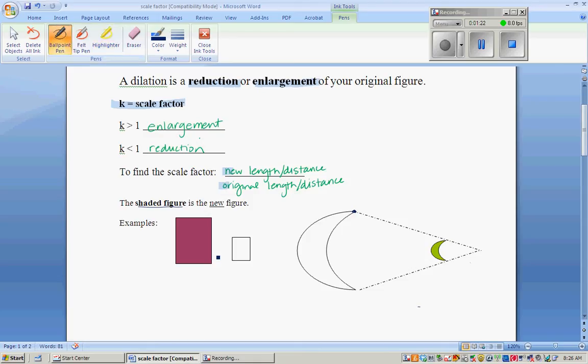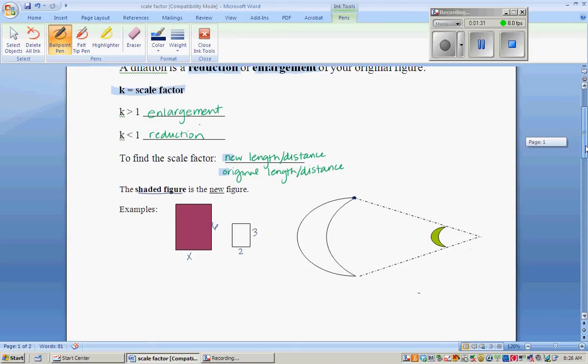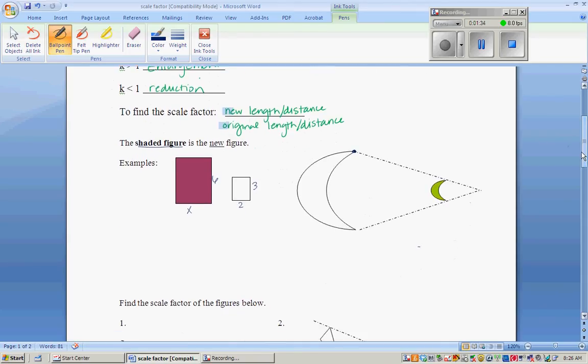Now in this picture here with the rectangles, we're going to give them some dimensions. This is going to be a 3 by 2 rectangle, and the other one is going to be a 6 by X. In these figures, it says the shaded figure is the new figure. That's how we're going to work these 4 little problems. But if it doesn't tell you, we're always going to assume that the figure on the left is the original and the new one is on the right because we read from left to right. But here, the dark one is the new one.